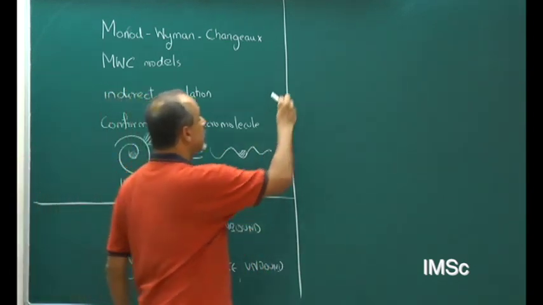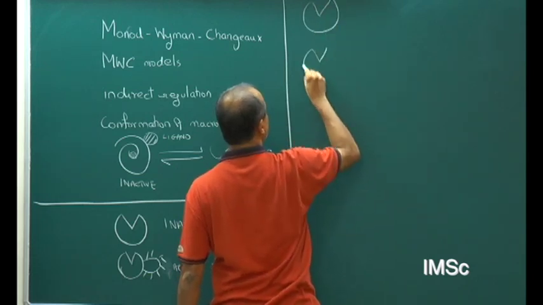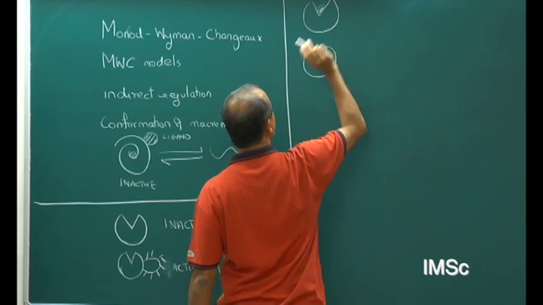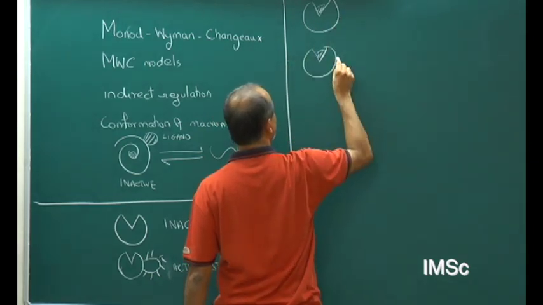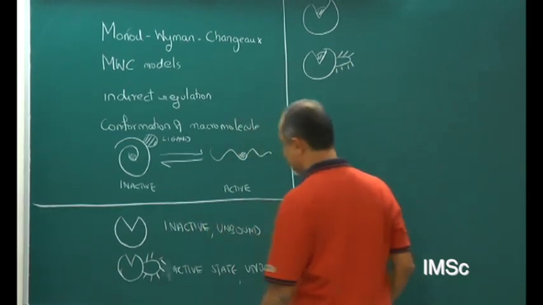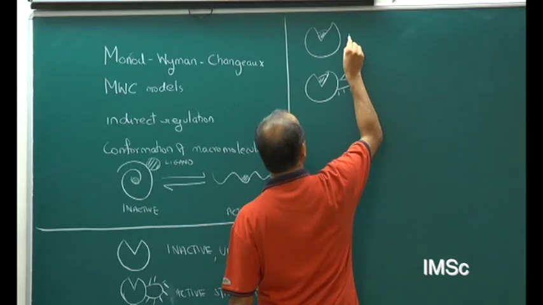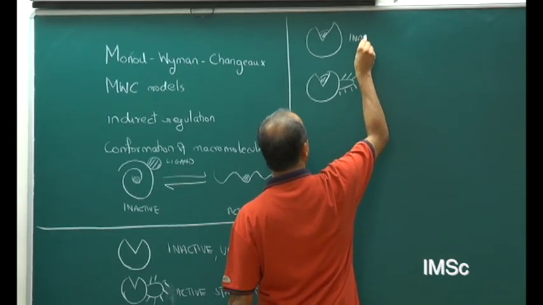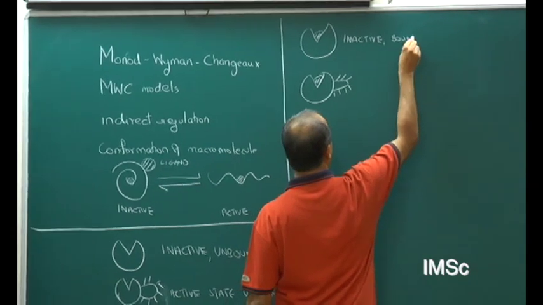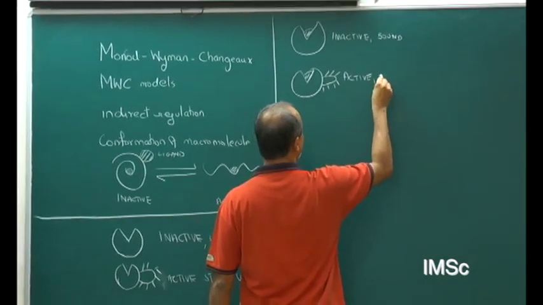So similarly, I can add more states. Here is one more state, here is another state. So these states are states which are bound and inactive, and bound and active. And this little wiggly thing outside here is a signal that it is actually an active state. So this I would call inactive and bound, and this would be active and bound.